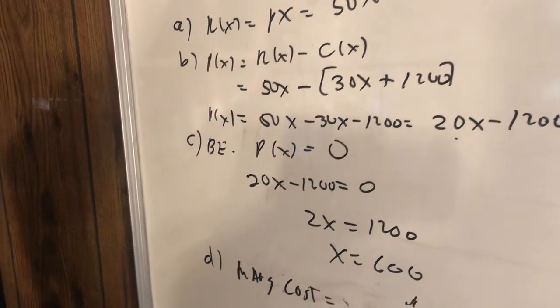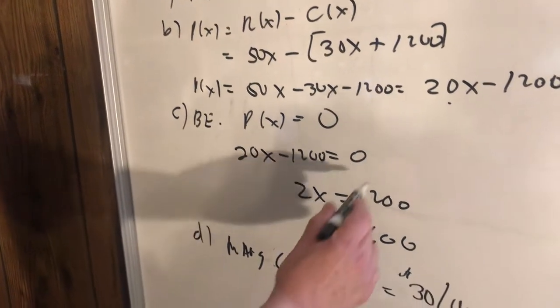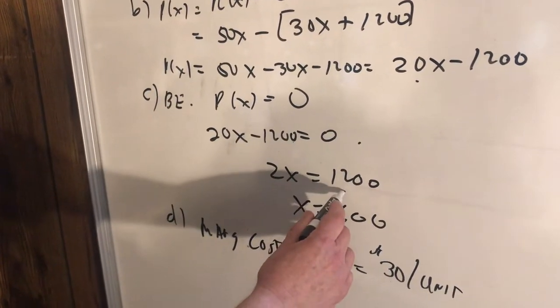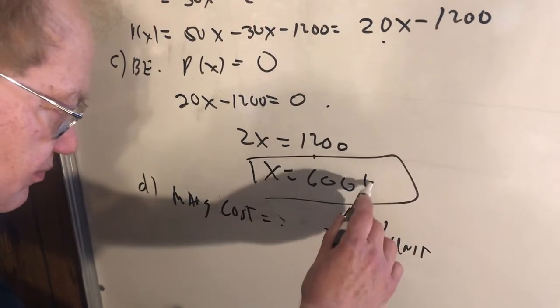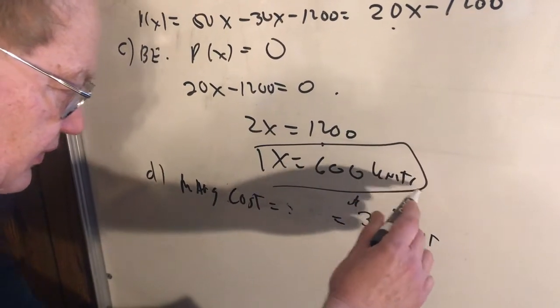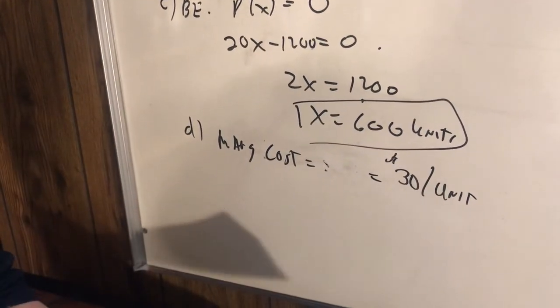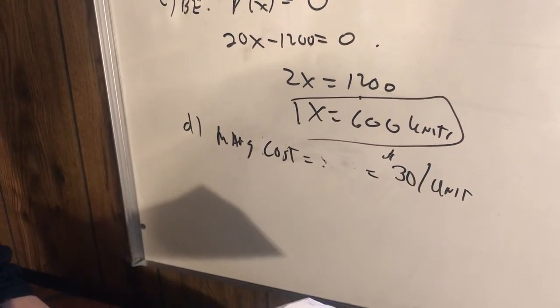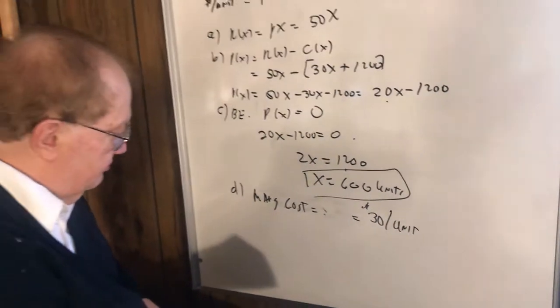Break even when profit equals 0. So 20x minus 1200 equals 0. 20x is 1200 and x is 60 units. That's the break even point. Up to 600 units, we don't make any profit. Over 600 units, the company starts to make profit on every unit over that.